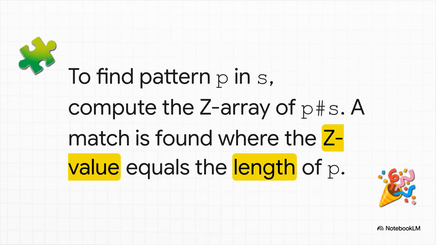Okay, that's cool, but how does this actually help us find a pattern? Well, this is the classic exam trick. You take your pattern, P, and your text, S, and you mash them together into a new string, P#S, with a special character in between that's not in either. Then you just compute the Z array for this new combined string. Anytime you find a Z value that's exactly equal to the length of your pattern P, you've found a match.